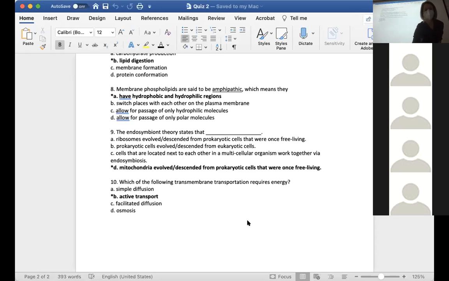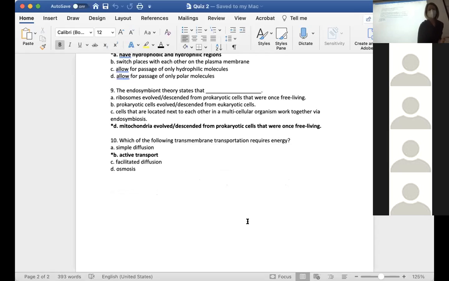All right. And then finally, transmembrane transportation. So we talked about stuff moving across membranes a ton, right? The one that requires energy is active transport. The other three types listed here are passive transport. You want to know the differences between those, but active transport is the only one that requires ATP or energy.